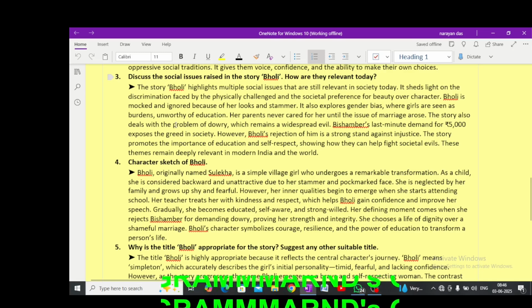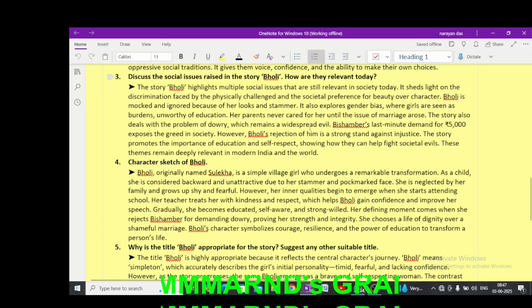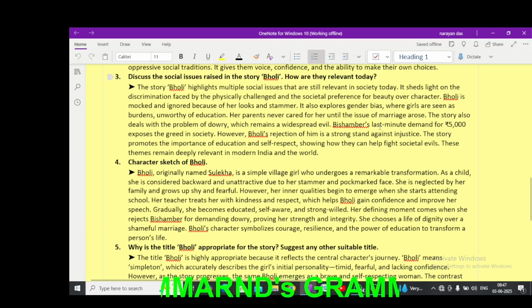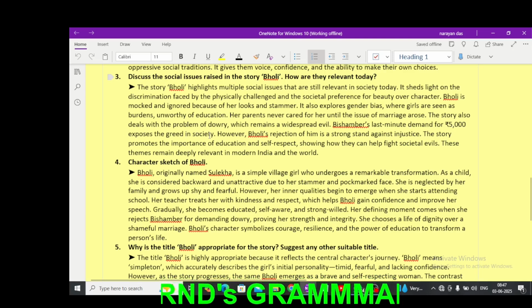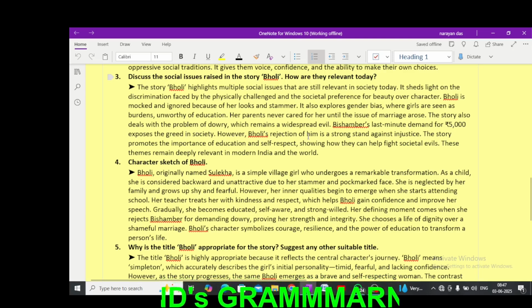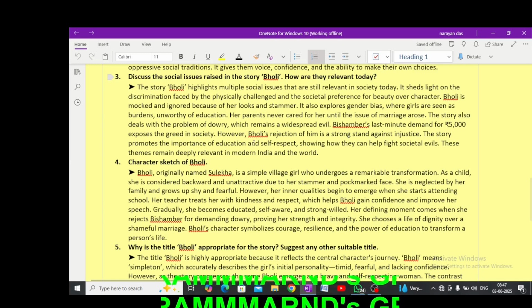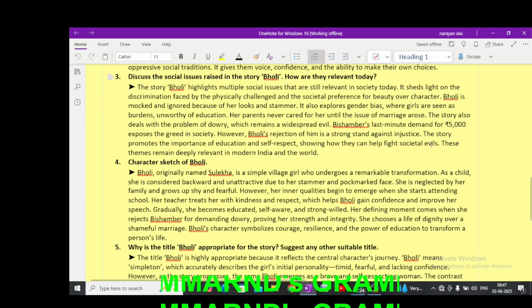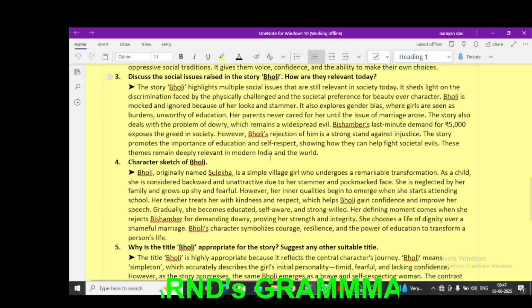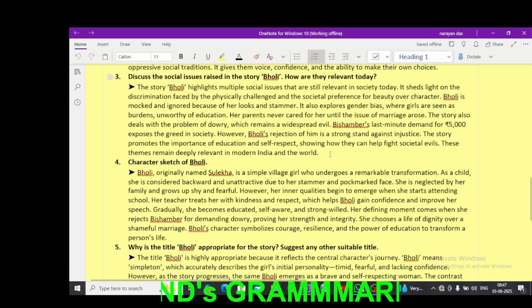The story also deals with the problem of dowry, which remains a widespread evil. Bishambar's last minute demand for 5,000 exposes the greed in society. However, Bholi's rejection of him is a strong stand against injustice. The story promotes the importance of education and self-respect, showing how they can help fight social evils. These themes remain deeply relevant in modern India and the world.